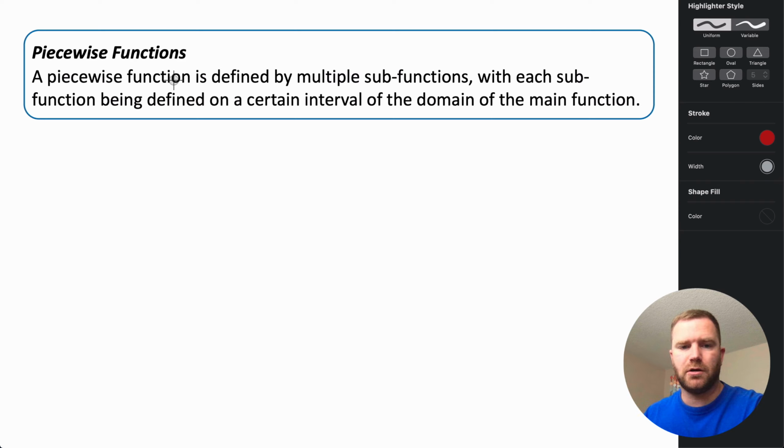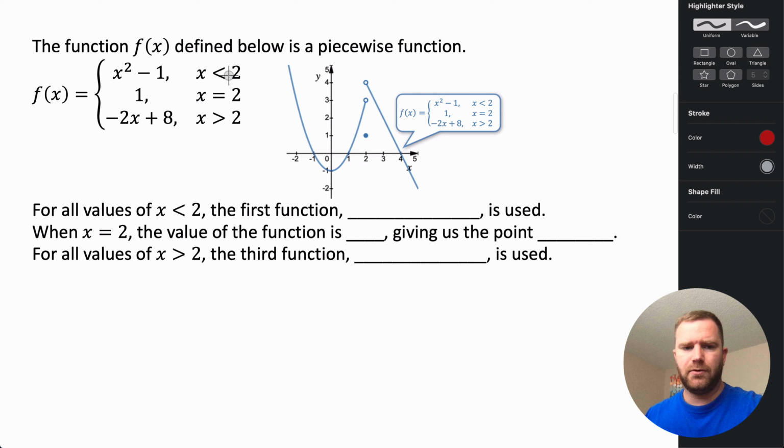Piecewise functions are defined by multiple subfunctions, and each subfunction is defined over a specific interval or certain portion of the domain of the main function. So in this example, we have a piecewise function f of x here. We're given the equation, and then we're also given the curve. And we want to examine how the curve relates to the actual function itself.